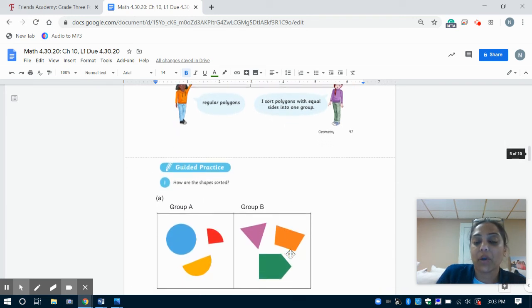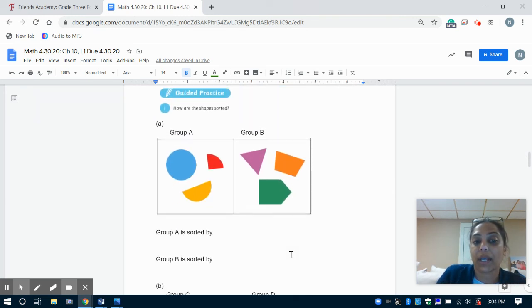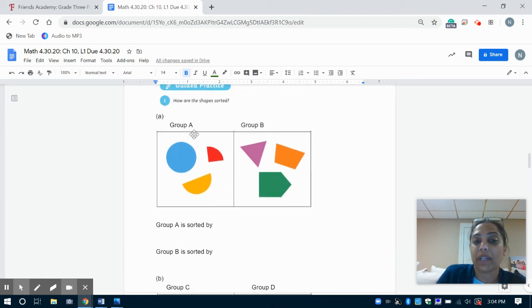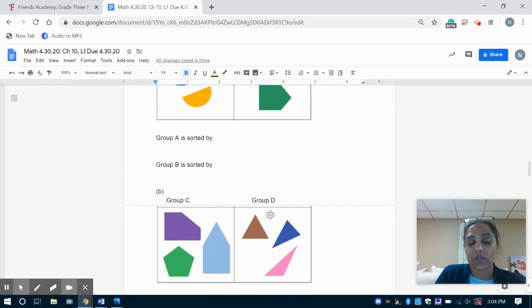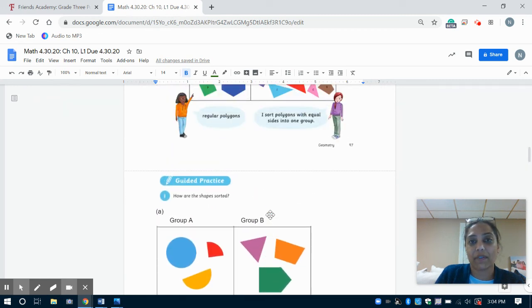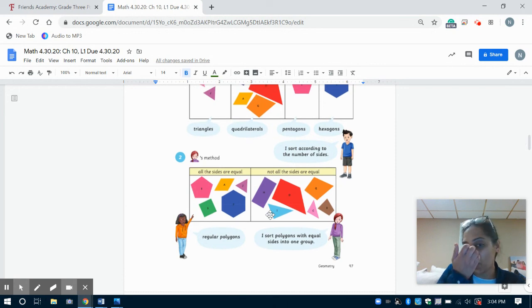So here we go. Down over here, we have guided practice, and we'd like you to try these. We've labeled the groups, and we'd like you to tell us how you're sorting. When we ask a question like, group A is sorted by, we'd like you to identify how you are sorting them. Are you sorting them by the size, the length of the side? Do they have equal sides? Do they have straight edges, curved edges? What do they have? Don't look so much at the colors, but look at the shape itself and analyze just like our friends did over here.